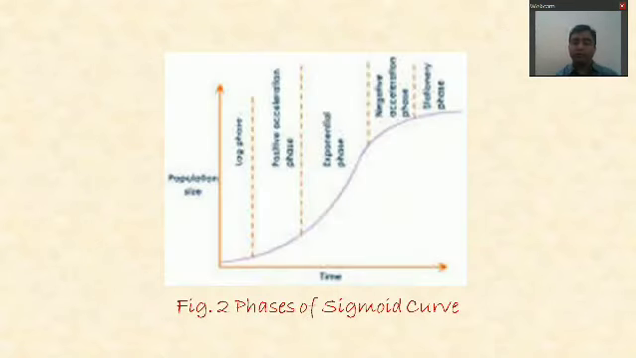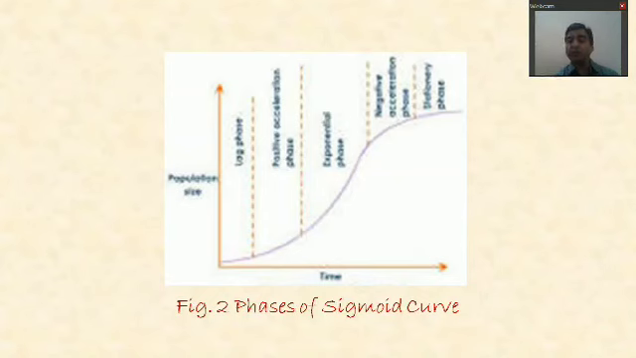So you are observing one figure. The area between the y-axis and the first dotted line is the lag phase, in which the animal is acclimatizing to the new habitat. From the first dotted line up to the third dotted line is the second phase, called the positive acceleration phase, in which there is a steady increase in population growth.